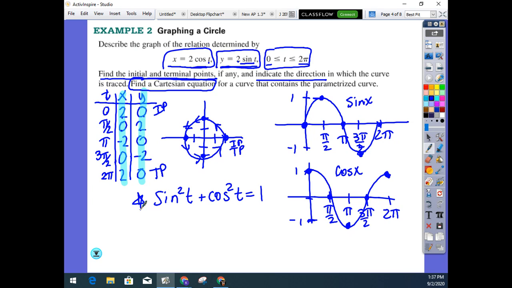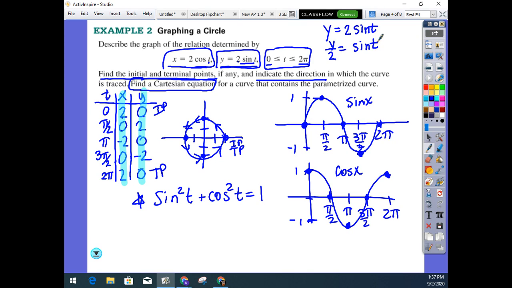That's okay. So our goal is, how do we find sine squared out of this equation up here? If I start with, let me just write up here, y equals 2 sine t, I'm going to get sine by itself. So divide by 2.